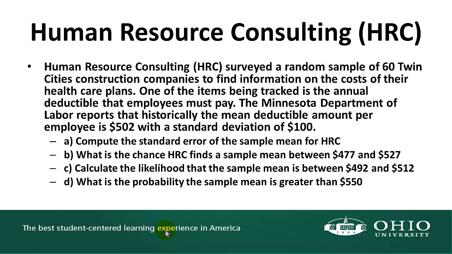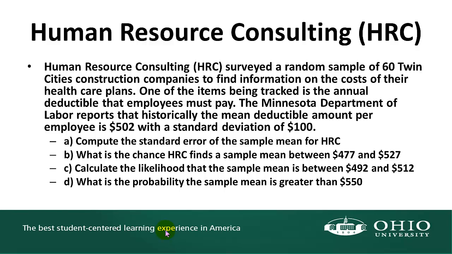Let's go ahead and read through this example. We have a human resource consulting survey, and this survey randomly selected 60 Twin City construction companies to find information on the cost of their healthcare plans. One of the items being tracked is the annual deductible that employees must pay. The Minnesota Department of Labor reports that historically, the mean deductible amount per employee is $502 with a standard deviation of $100. There are four things that we want to calculate in terms of a probability.